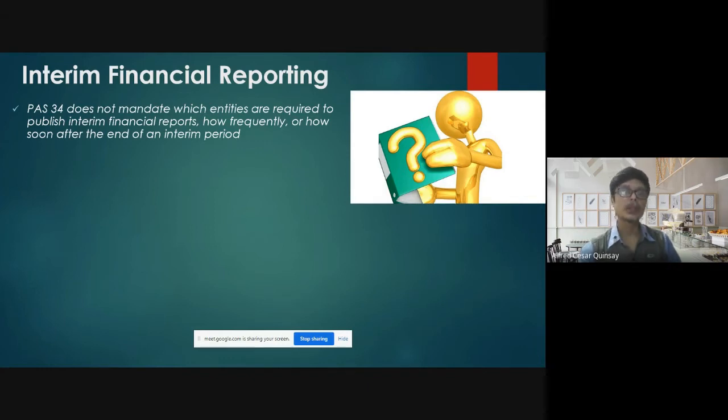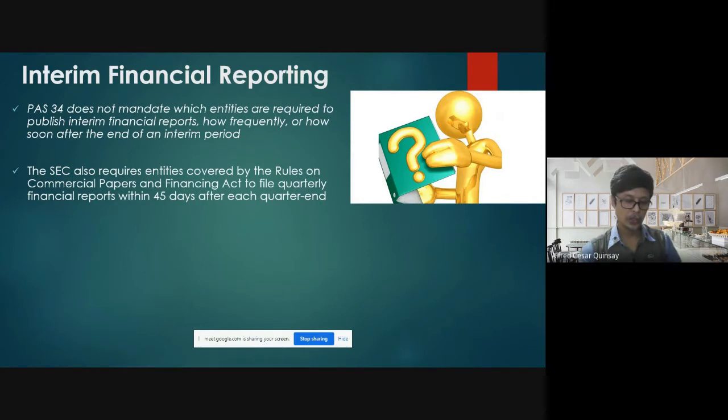So in the Philippine jurisdiction, the Securities and Exchange Commission or the SEC and the Philippine Stock Exchange or PSE require entities covered by the reportorial requirements of the Revised Securities Act to file quarterly interim financial reports within 45 days after the end of each of the first 3 quarters. Okay, so within 45 days after the end of each of the first 3 quarters.